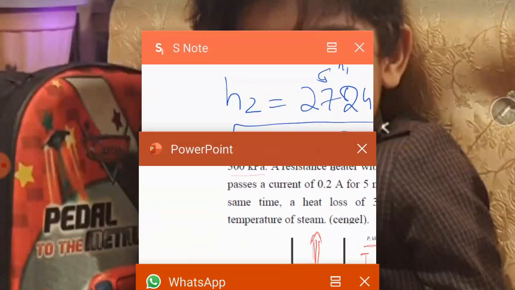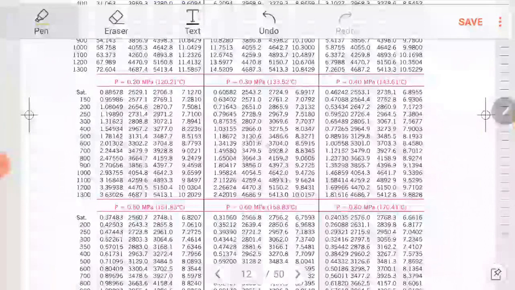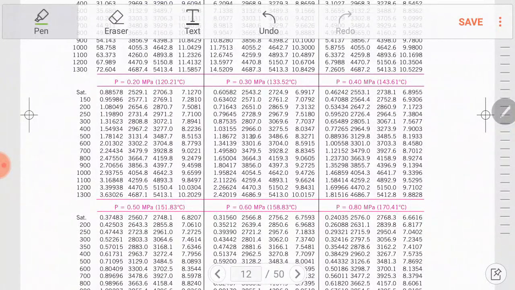Now we have to see what we get, that is 2864.9. Any value that is close to 2864, we correspond with the temperature and we get the final answer. So it is 2807. Is this the third property? We have to see. So it is very close. Yes, 2865. We get the answer 2864, but the value in the table is 2865. So it is almost 250.